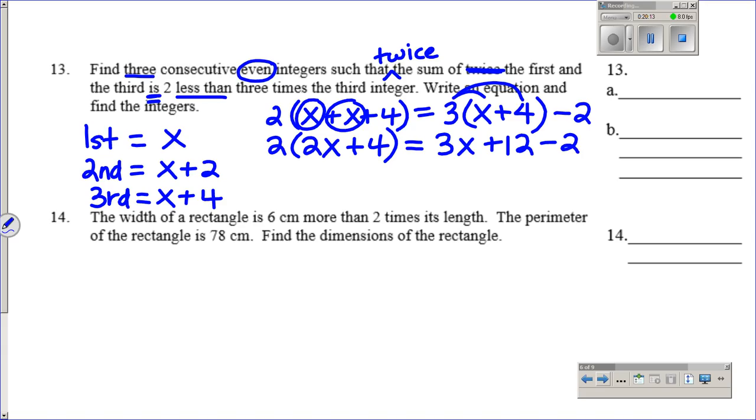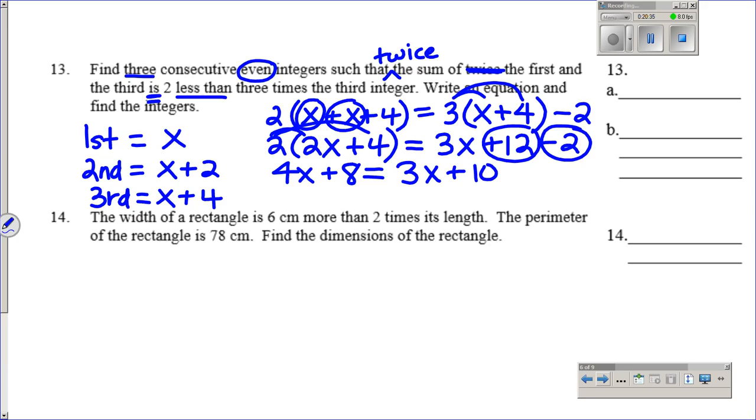Okay, on the left, we still have a distribution step. So 2 times 2x simplifies to 4x. 2 times 4 simplifies to 8 equals, we can combine our constants on the right. So that simplifies to 3x. 12 minus 2 is 10.